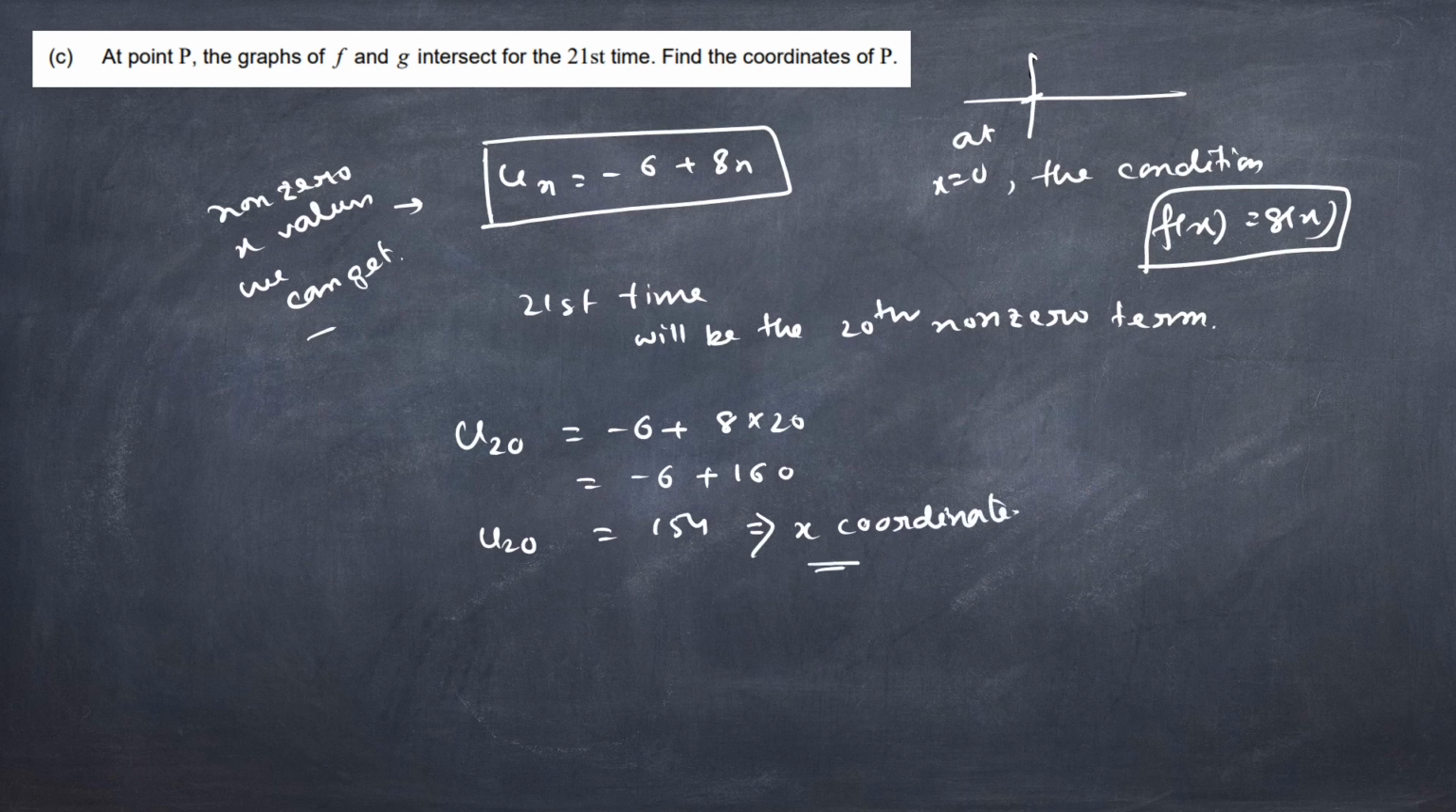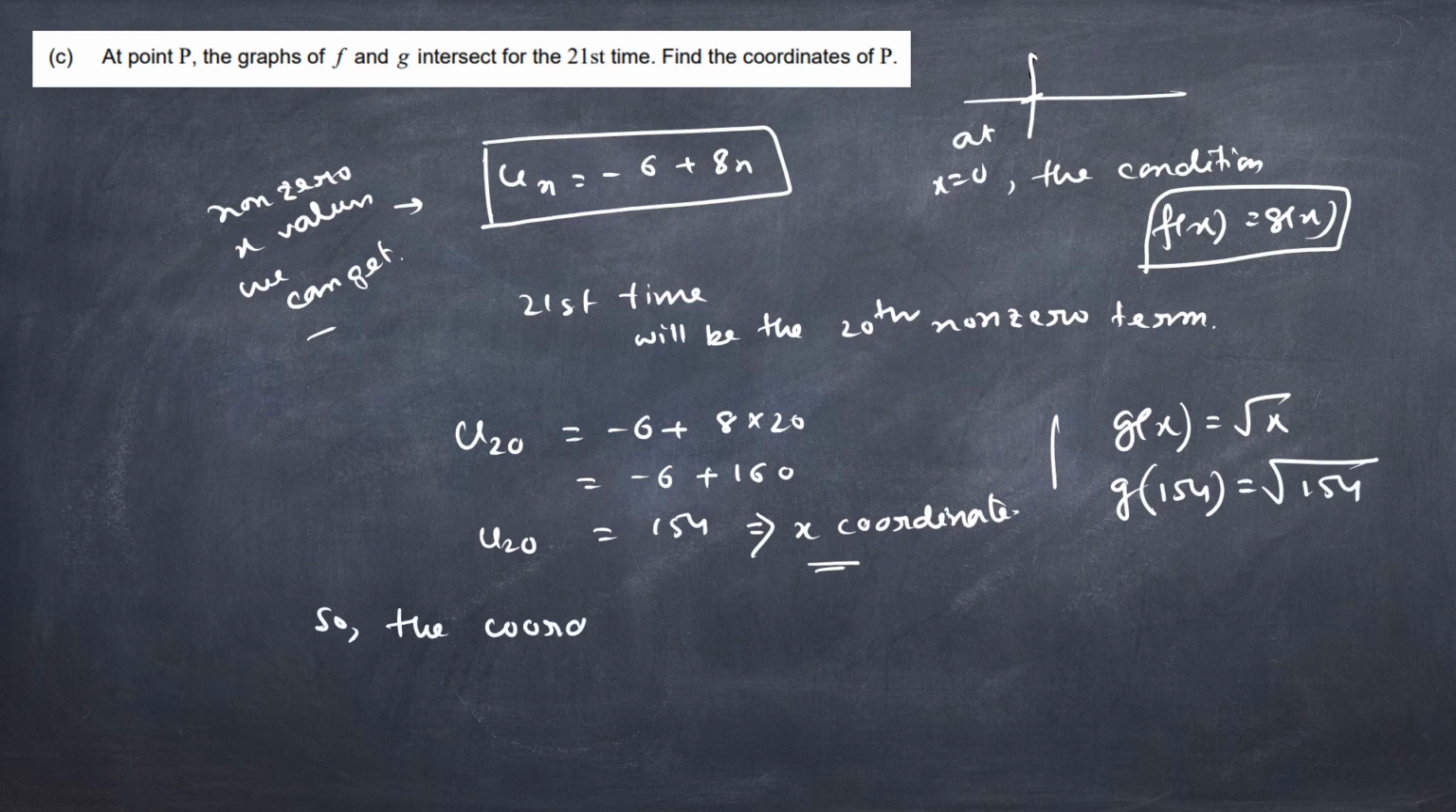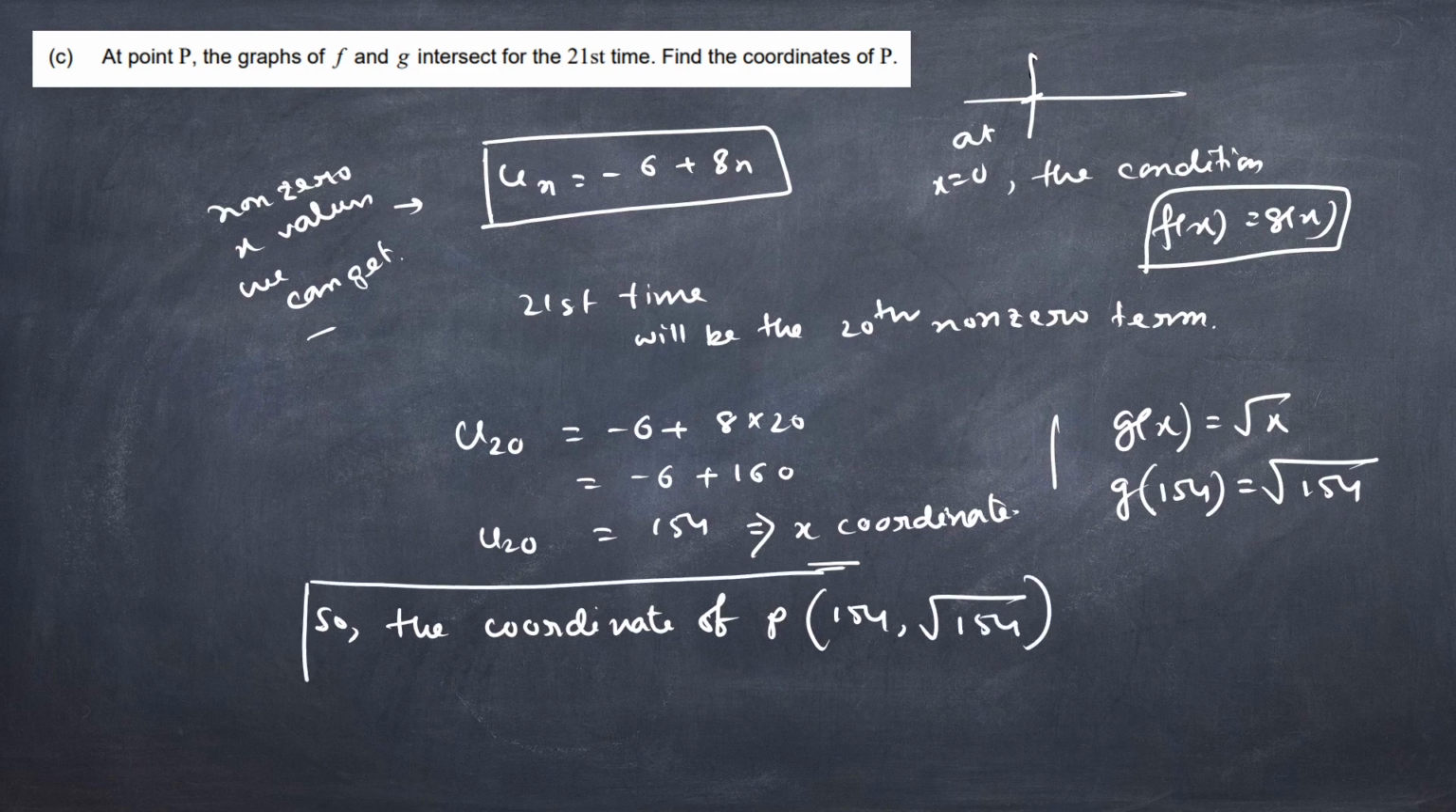Now the y coordinate will be very easy. We have the equation g(x) equals root x. So we will write down that g(x) is equal to root x. So from here we are getting g of 154 is equal to root over 154. So the coordinate of P is 154 comma root over 154. So this problem is done. This was also another simple problem. Now the last problem.